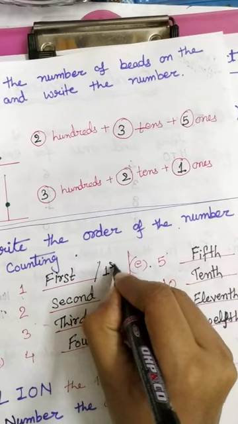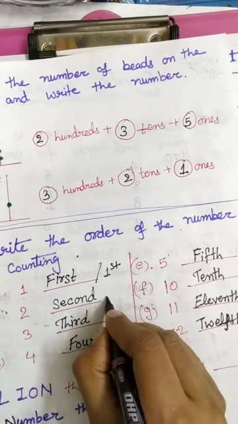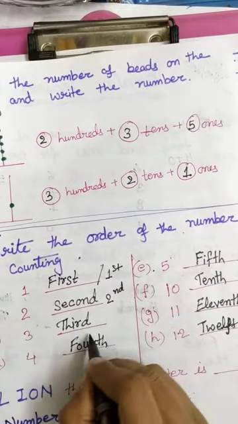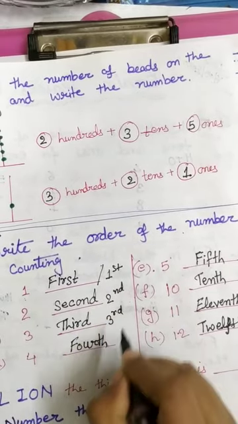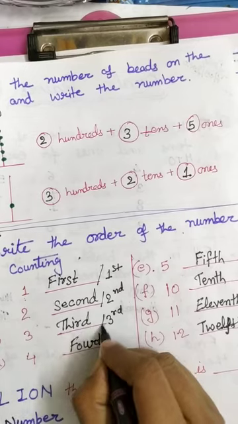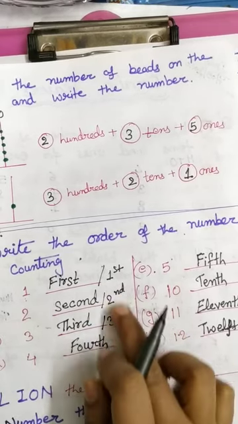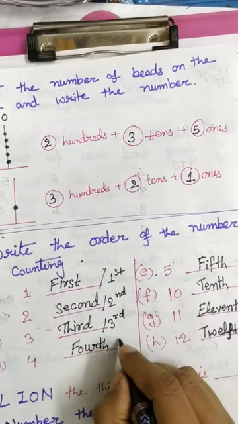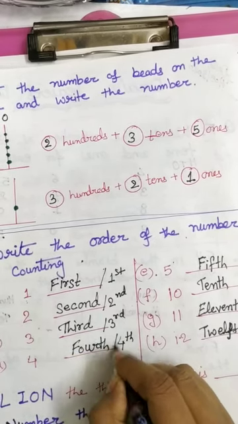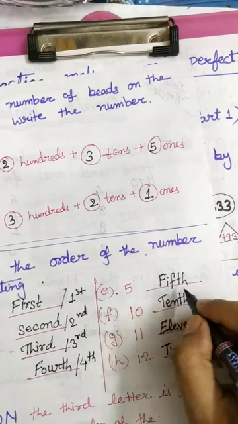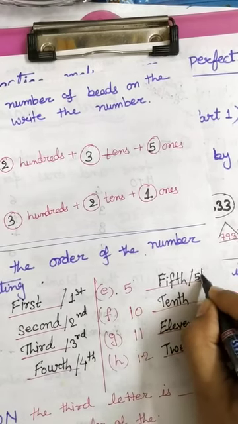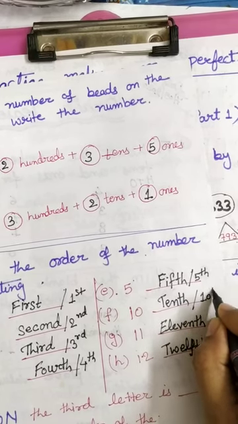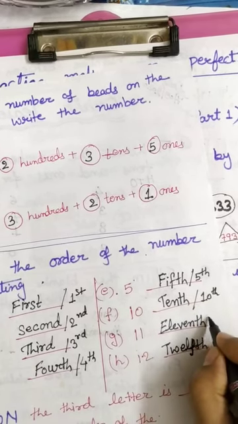1 ST, short form, 2 ND, second, 3 RD. In that examination, no need to write this form. I'm just explaining you. Okay, you will write like this only. Fourth, 4 TH, fourth, 5, like this. 10th, 11th.